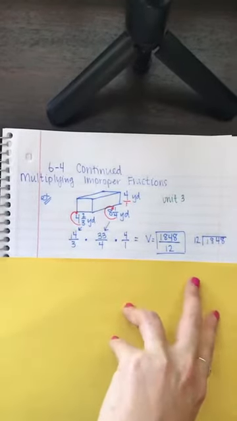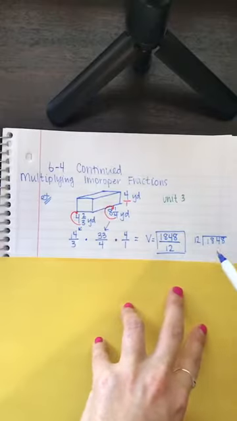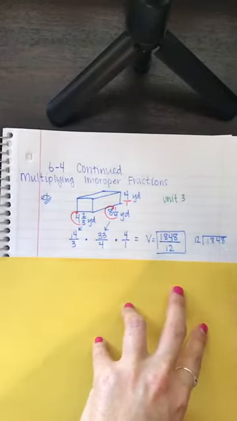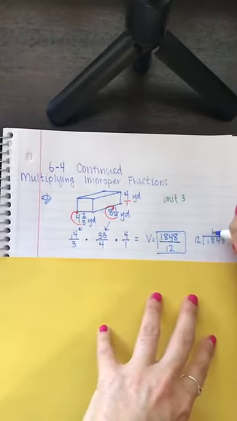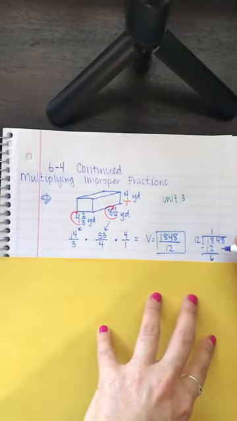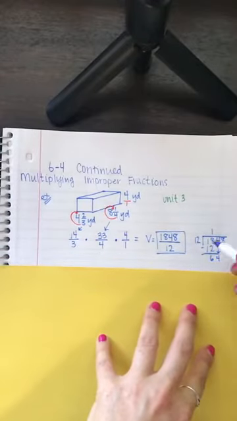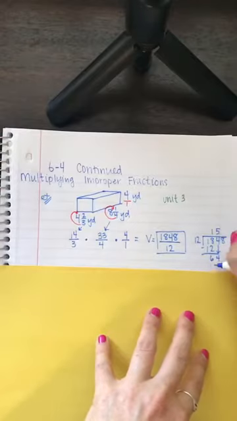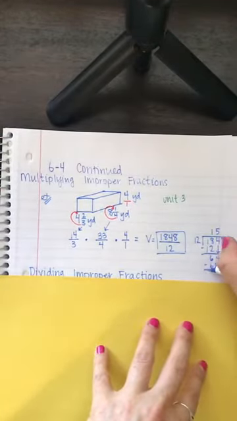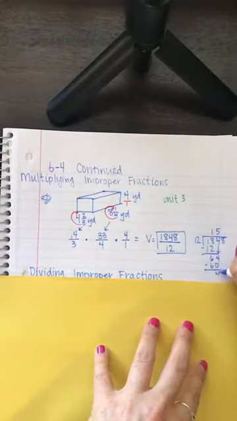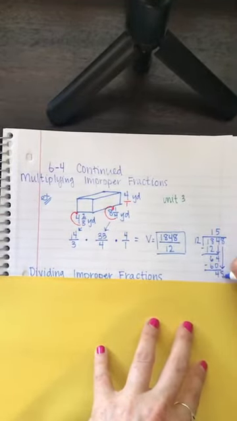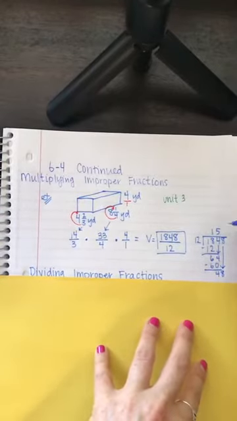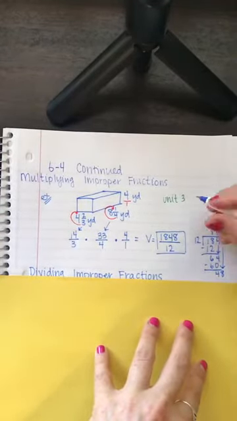1,848 divided by 12. 12 does not go into 1. 12 does go into 18 one time. 1 times 12 is 12. Subtract them and get 6. Bring down my 4. 12 goes into 64 5 times, and 5 times 12 is 60. Subtract. Bring down my 8. And 12 goes into 48 4 times. So it goes in there evenly.